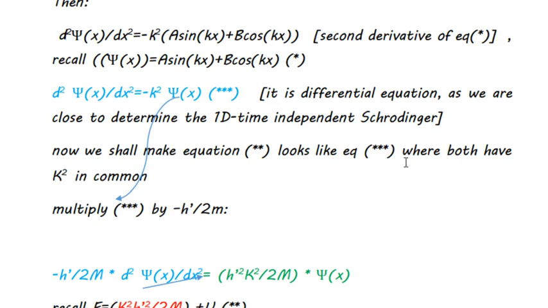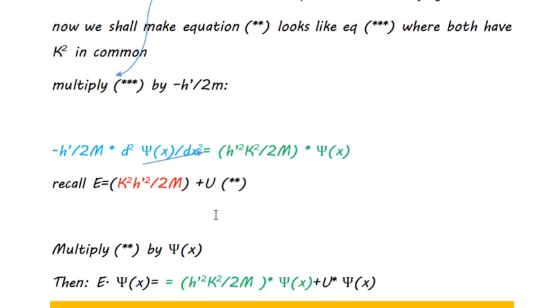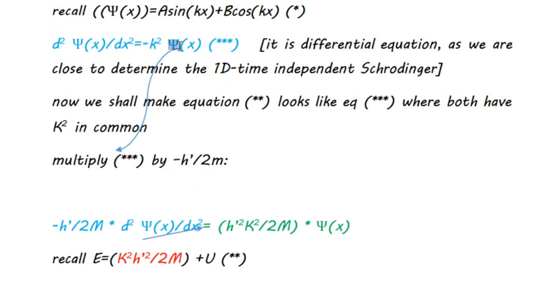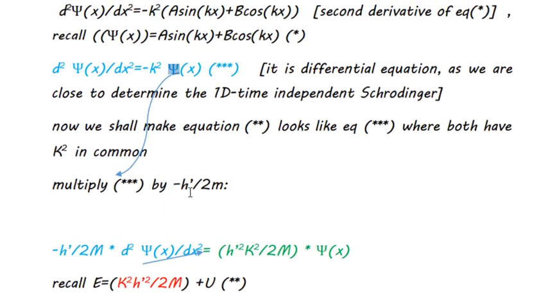Equation 2 looks like equation 3 because both of them have a common value, which is k squared. So we are able to multiply equation number 3 by minus h prime squared divided by 2m to make both of those equations look similar, to treat them in a similar manner. So this is equation number 3 here. Multiply by minus h prime squared divided by 2m. So we're going to get this equation.